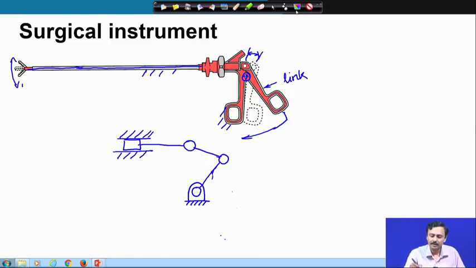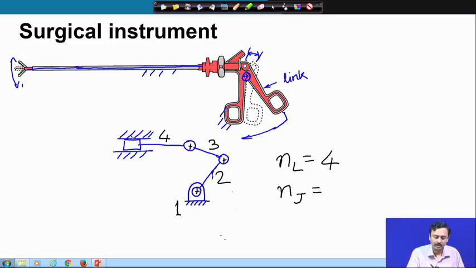So, let us again count. Ground is 1, this handle link is 2, this coupling link is 3, and finally, this rod is 4. So, again we have 4 bars, number of links is 4, and number of kinematic pairs, number of joints, is again you can count 1, 2, 3, and here you have 4. So, again this is a 3R 1P kinematic chain.